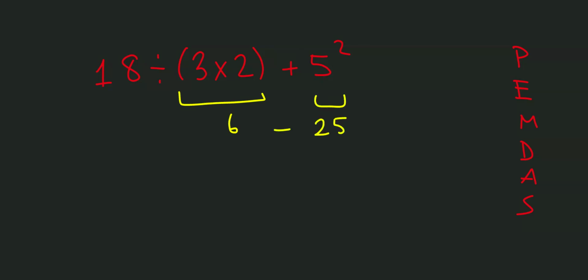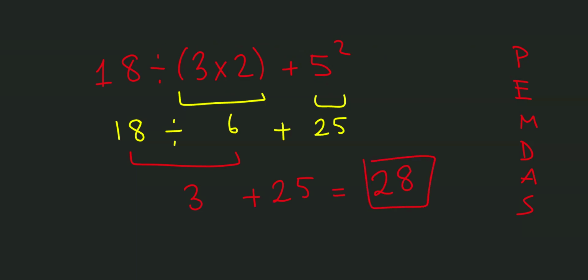plus 18, and division. So now in the current version of the expression, we have division and also addition. So let's take care of the division first. 18 divided by 6, 3 plus 25. So 3 plus 25, 28. So the answer is 28.